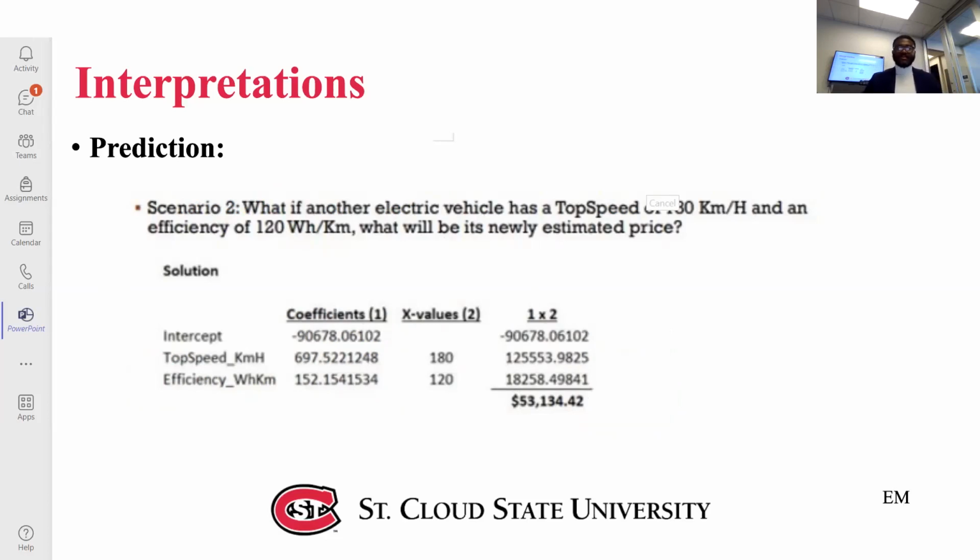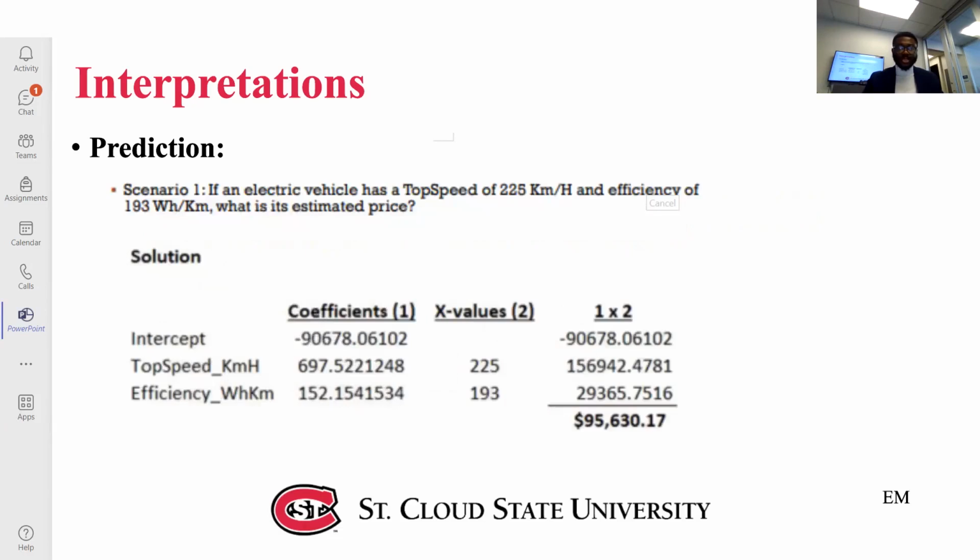So we can see that as X changes, the Y variable also changes. And the good thing about regression is that the relationship is linear, right? So a change in the X variable will lead to a proportional or direct change in the Y variable. As you can see here, when we reduce the top speed and efficiency to 180 and 120, we got a lower sales price for the electric vehicles. And in scenario one, when we had a higher top speed and a higher efficiency, it led to a higher price of 95,000, or almost 96,000 US dollars.